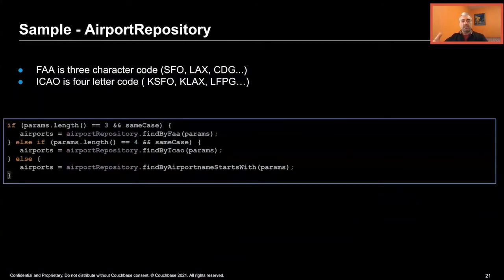This is the searching where you start typing and it shows the name. So if you have 3 letters and it's the same case, then it's assuming it's a FAA code. If you have 4 letters and they're the same case, it tries to look it up by the ICAO code. And anything else, it tries to find an airport name that starts with whatever you've entered.